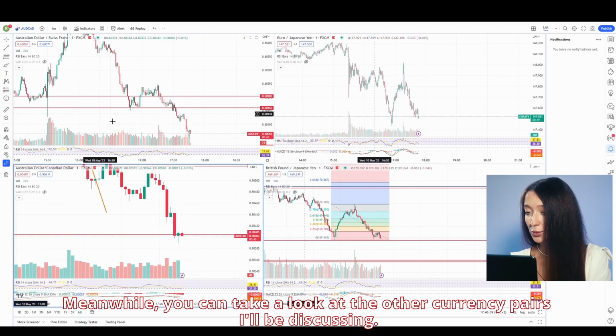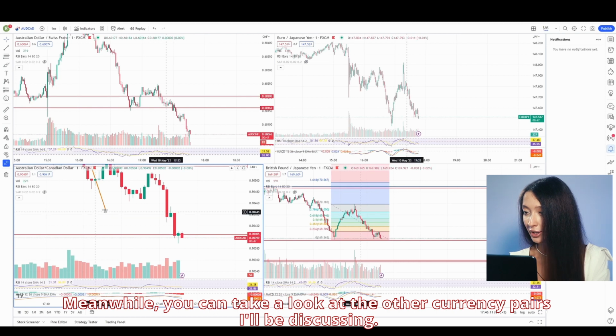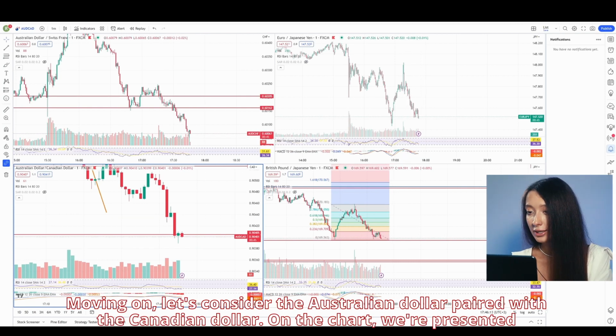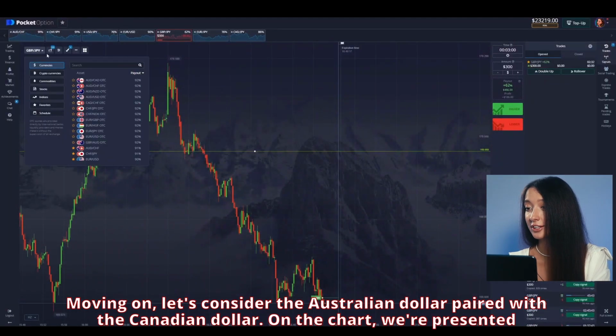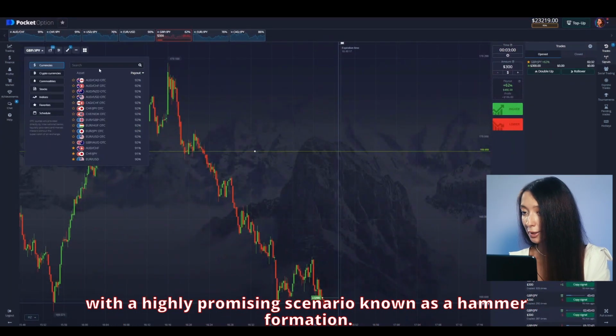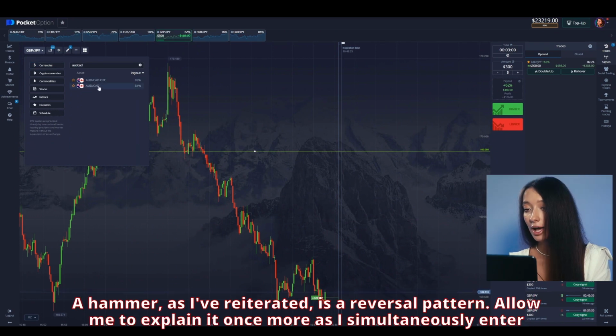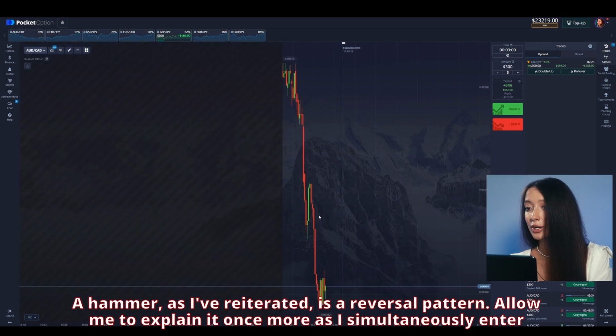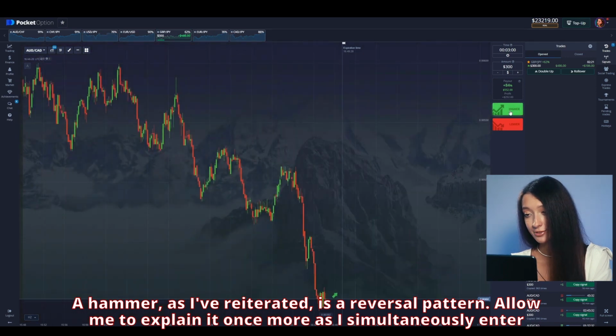Meanwhile, you can take a look at the other currency pair I will be discussing. Moving on, let's consider the Australian dollar paired with the Canadian dollar. On the chart, we have a highly promising scenario known as a hammer formation. A hammer, as I reiterated, is a reversal pattern.